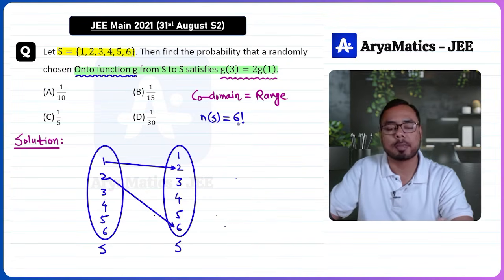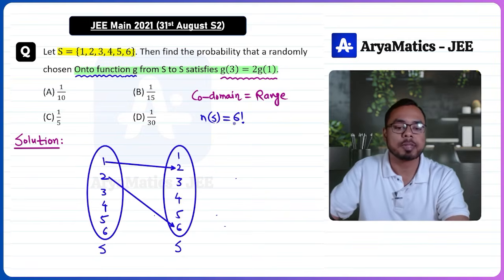So the number of 1-1 functions, which is the same as the number of onto functions when we have an equal number of elements in two sets, will be 6 into 5 into 4 up to 1. So that is 6 factorial.